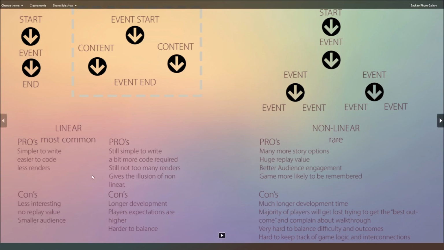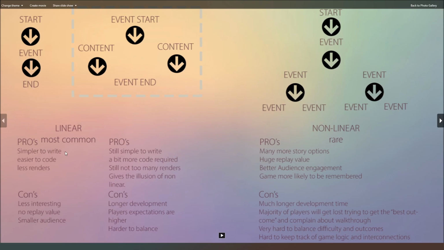The first of our examples here on the left hand side is a simple linear, which is commonly used for things like visual novels, where you simply have a story flowing through as you've written it. There are no multiple choices, there are no various endings. It's simple: start, event, number of events, and then it comes to the end. So the player is simply playing through a linear series of events.